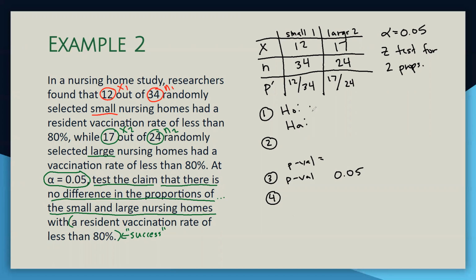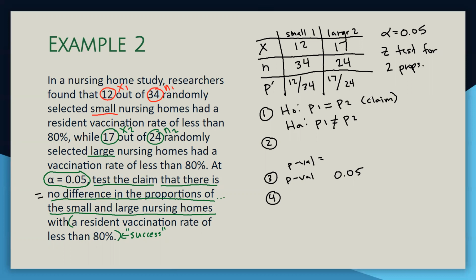Back to step 1, a claim about proportions, P1, P2. If we go back to what we underlined in our word problem, test the claim that there is no difference. No difference means equal to. So the claim is actually the null. And our alternative is then the opposite of equal to, which is not equal to.